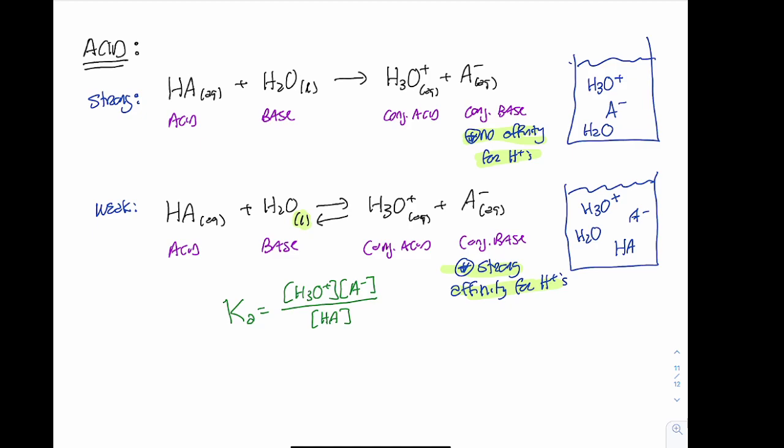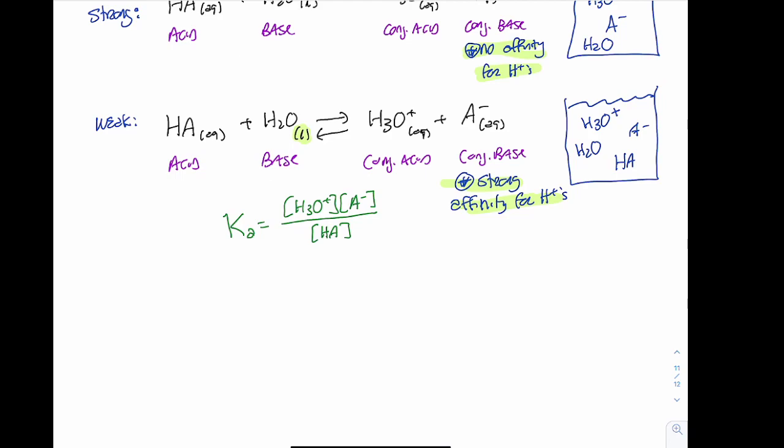Strong acids don't have Kas, right? If we go back up and look, there's no equilibrium here. So strong acids do not have Kas. When I say if it has a larger value for Ka, it's a stronger acid. It's a stronger weak acid.